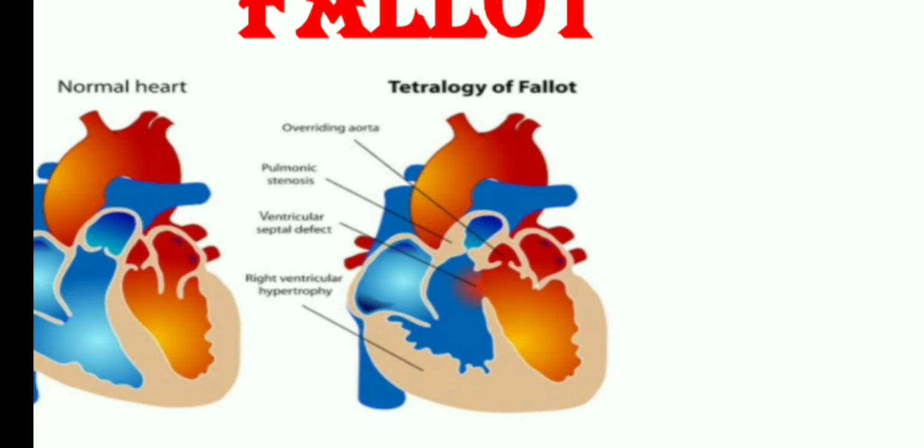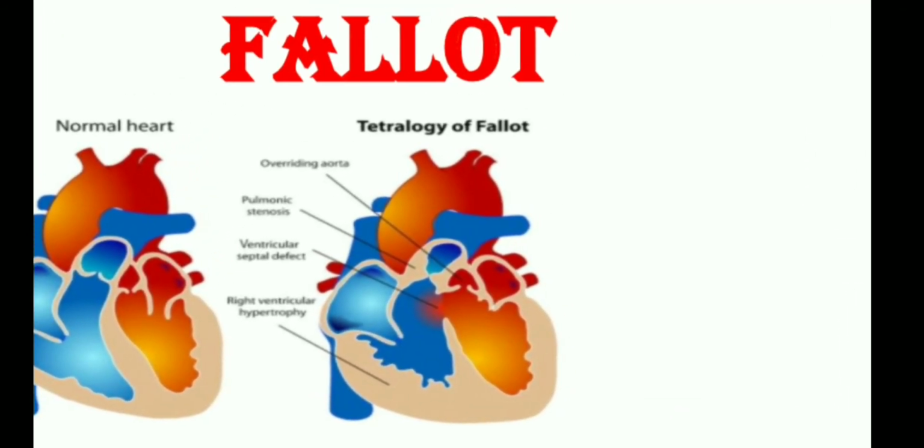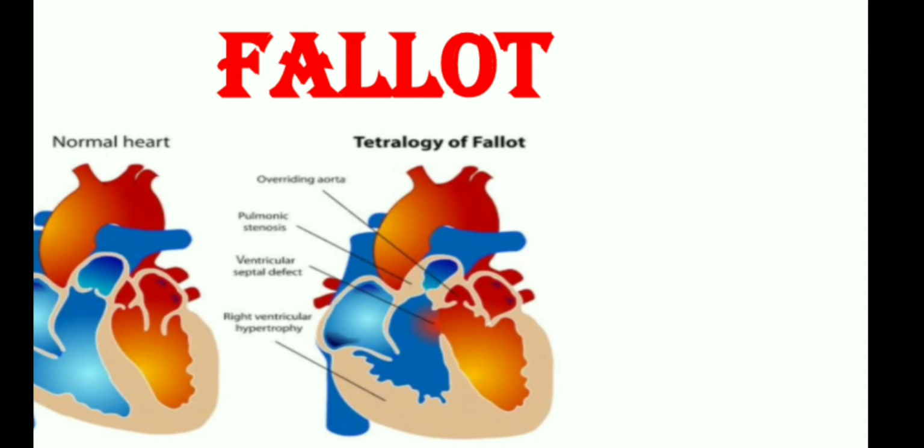Tetralogy of Fallot is the most common cyanotic congenital heart disease. This condition is characterized by a total of 4 conditions, a combination of 4 defects. The first one is pulmonary stenosis. The child suffers with the pulmonary stenosis. And the second one is ventricular septal defect.